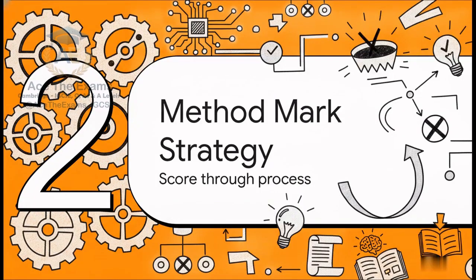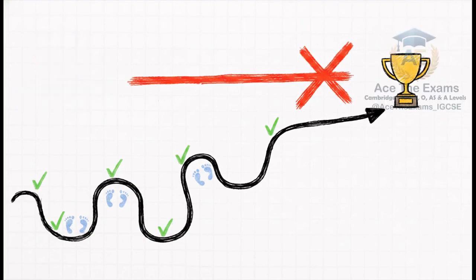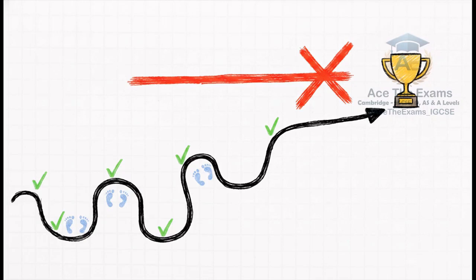Section 2. Unlocking the method mark strategy. Okay, so how do we actually fix this? Well, we have to stop just memorizing textbook IT facts. The absolute game changer here is what we call method marks.